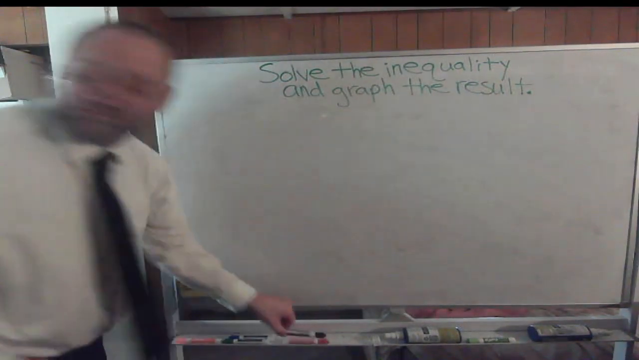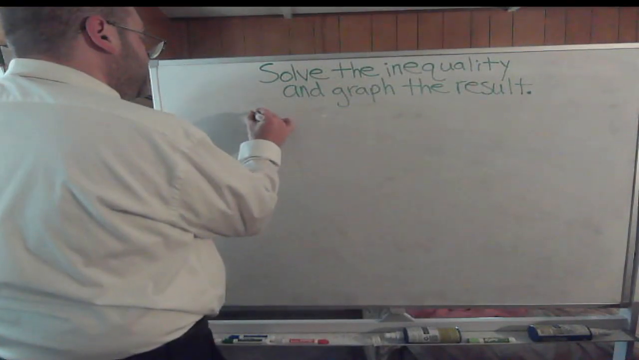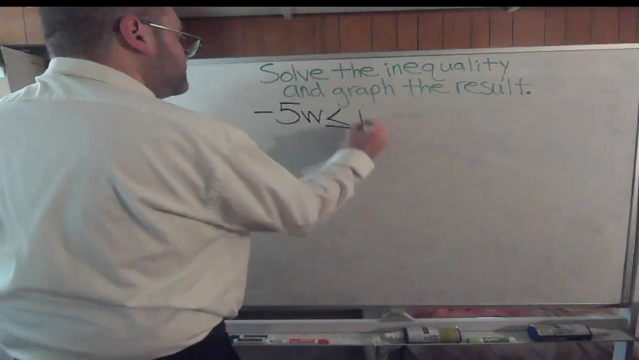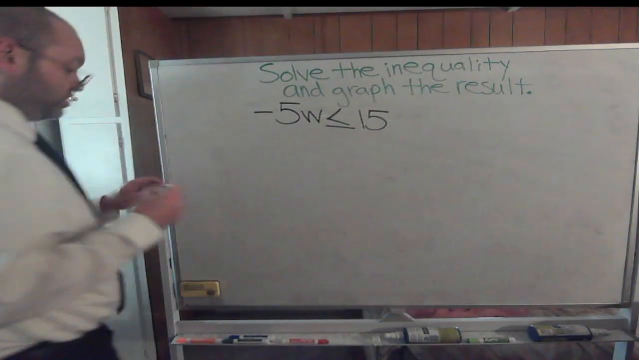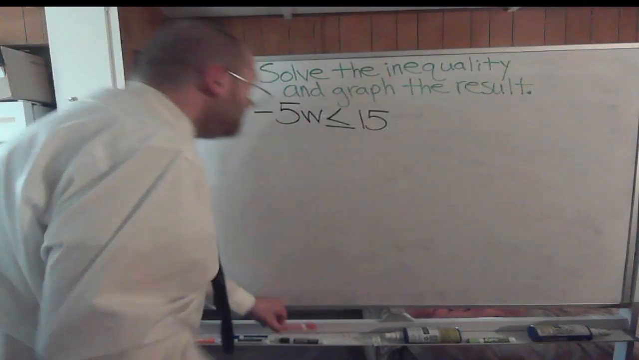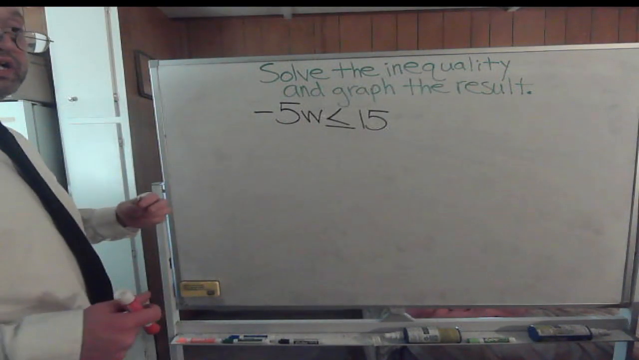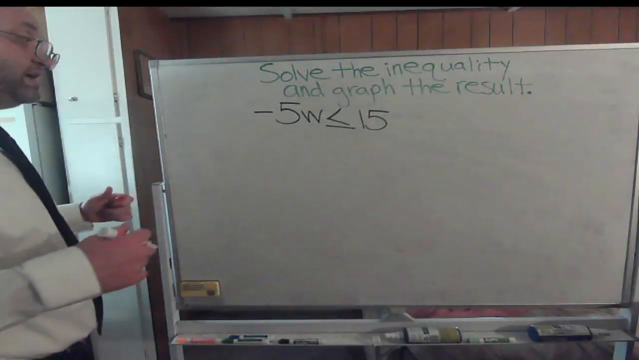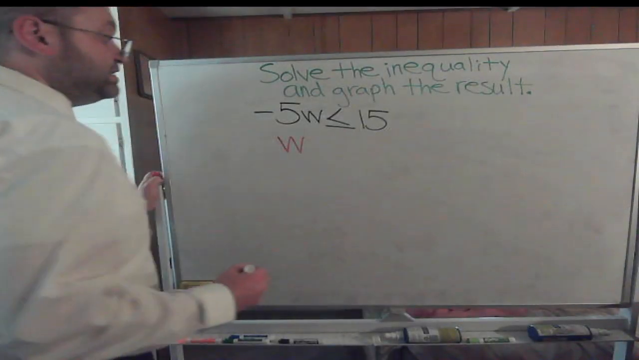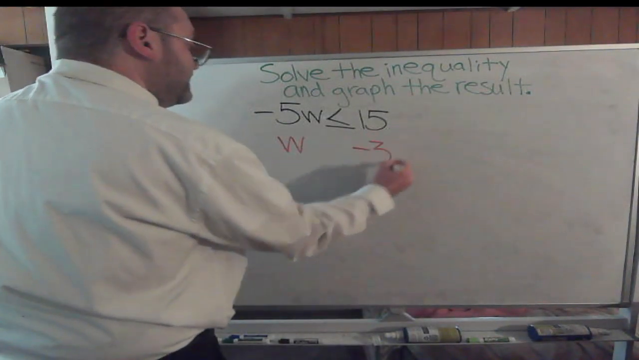Alright. Negative 5w is less than or equal to 15. So we have negative 5w is less than or equal to 15. Well, of course the goal is get w by itself and solve this inequality. We have to divide both sides by negative 5. You divide the left side by negative 5, you do in fact get w by itself. You divide 15 by negative 5, you get negative 3.